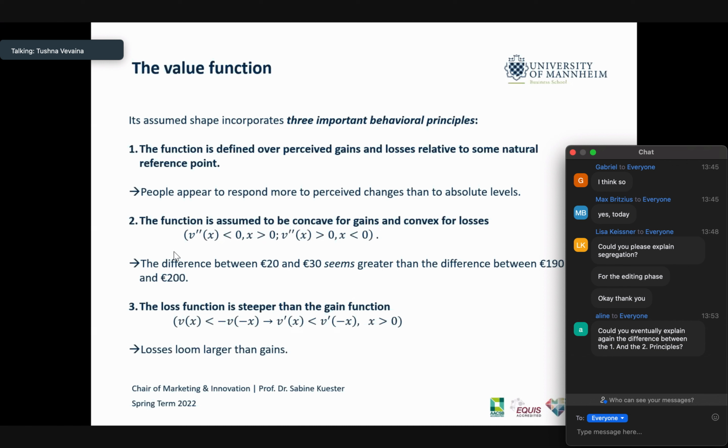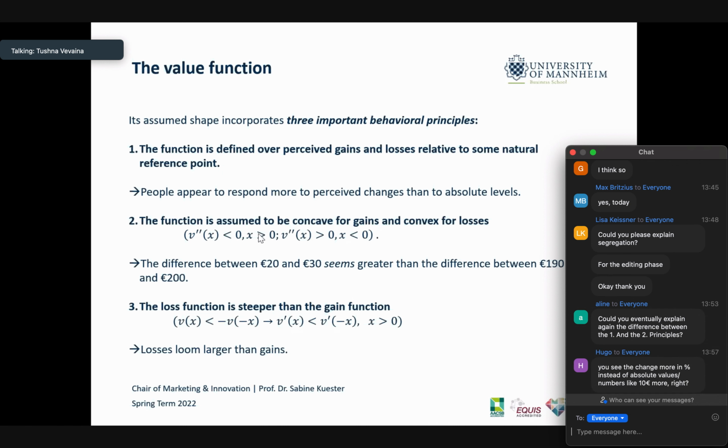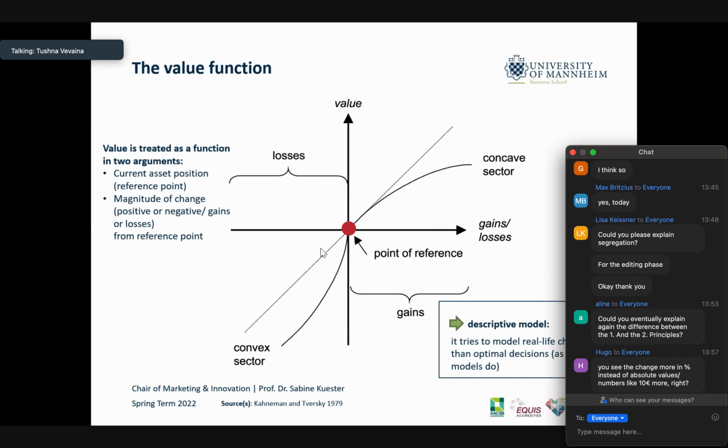Your second value function is basically trying to explain the fact that gains have a concave value function versus losses have a convex value function. The example given here is similar to the first one, because prospect theory revolves around these same principles, which are all connected. I'll go back to the graph over here. Yours is a convex graph versus this is a concave graph.